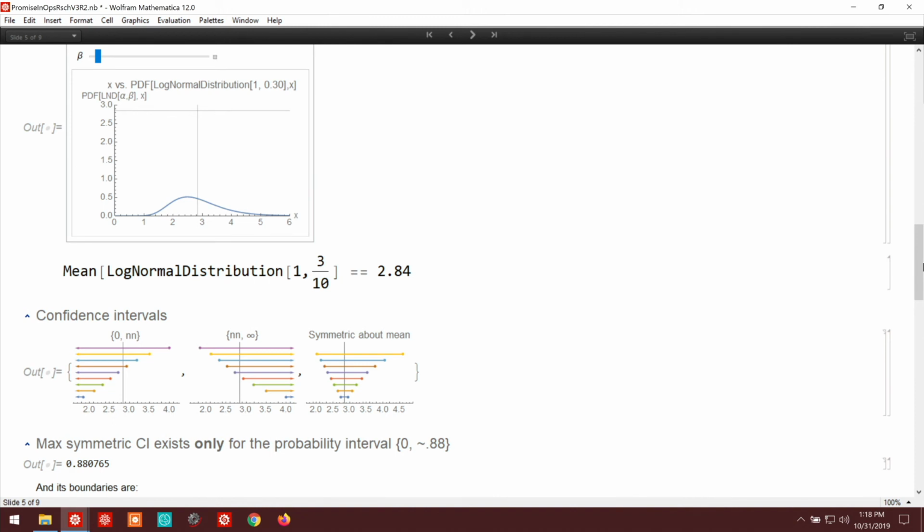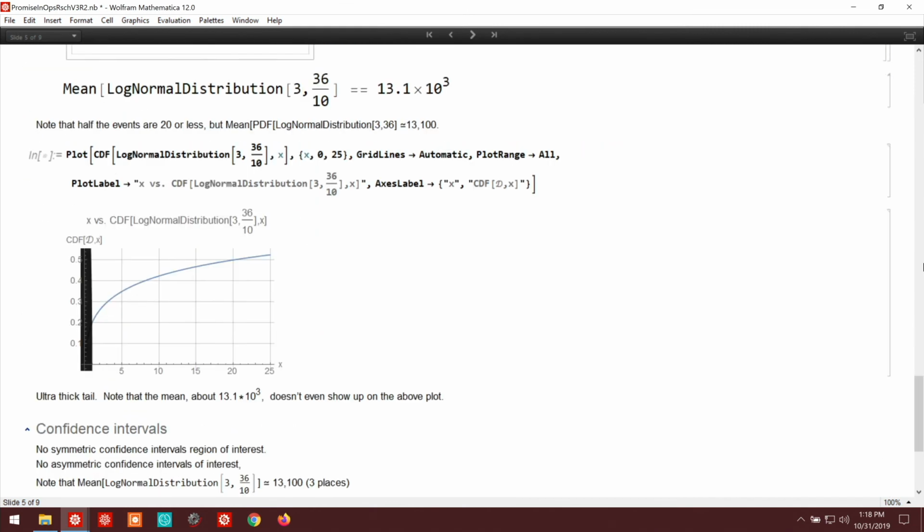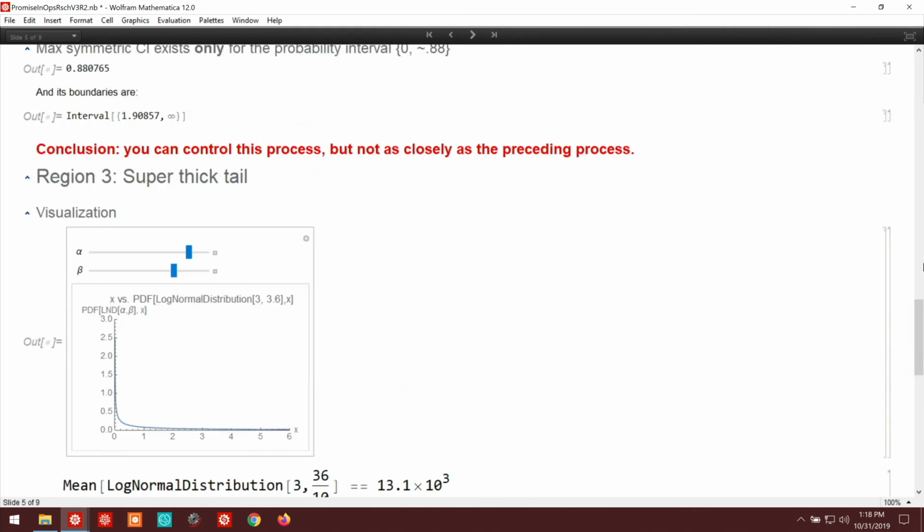That's because there is no symmetric confidence interval with a probability of 0.9 of dropping into the interval. We've completely lost the ability to check whether samples fit into a symmetric confidence interval for any probability below 0.88. Okay, so what we're seeing is a degradation of possible control. Now, you can control this process, but not as closely as you'd like to.